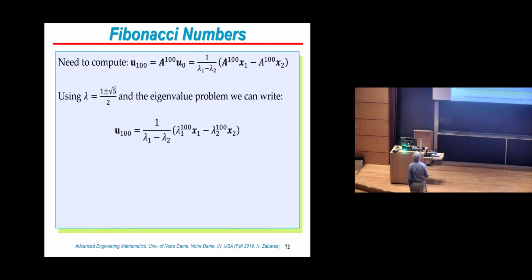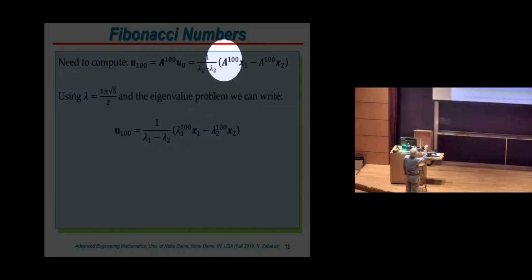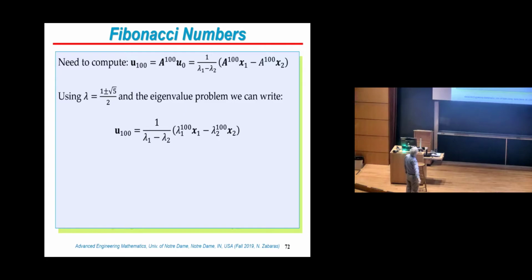And can you actually compute this directly? Yes, because the matrix A to the 100 has eigenvalues lambda 1 to the power 100, so A to the 100 has the same eigenvectors as A. So the result of that operation is lambda 1 to the power 100 x1 minus lambda 2 to the power 100 x2. So I'm done.